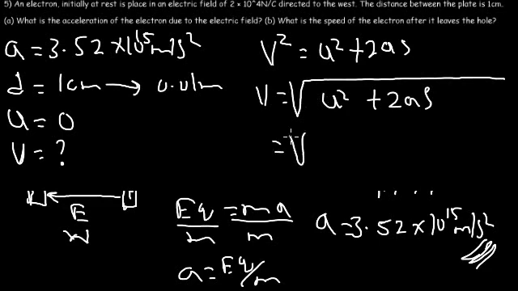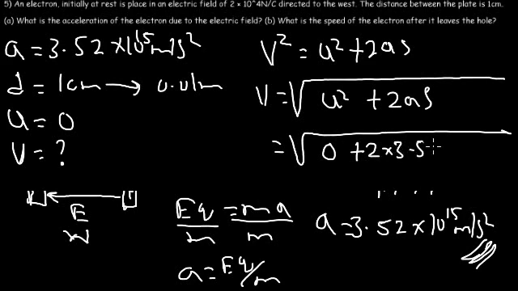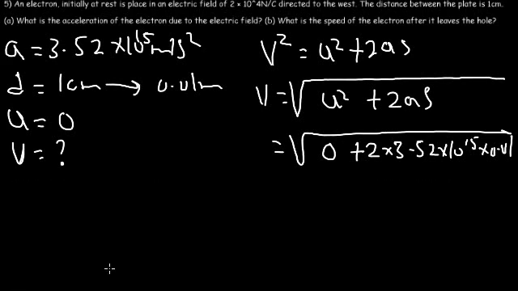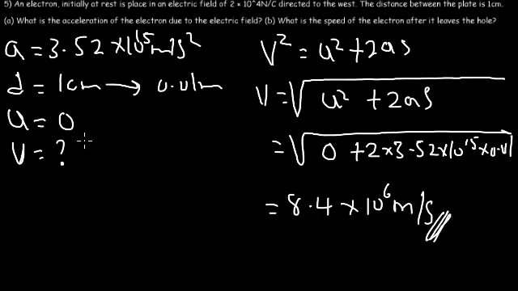u is 0, so I'm going to substitute that. Then I'm going to have 0 plus 2 multiplied by 3.52 times 10 to the power 15, then multiplied by 0.01. Just like before, I'm going to type that into my calculator and I have my final answer. Finally, I got the final speed to be equal to 8.4 times 10 to the power 6 meter per second. And this is the final solution to this problem.